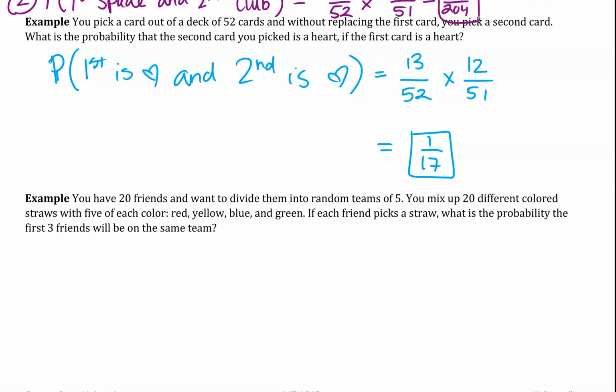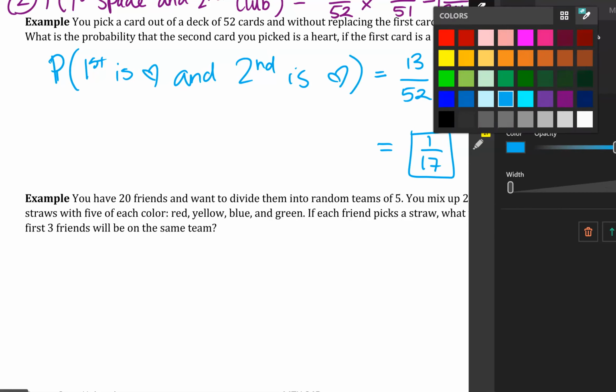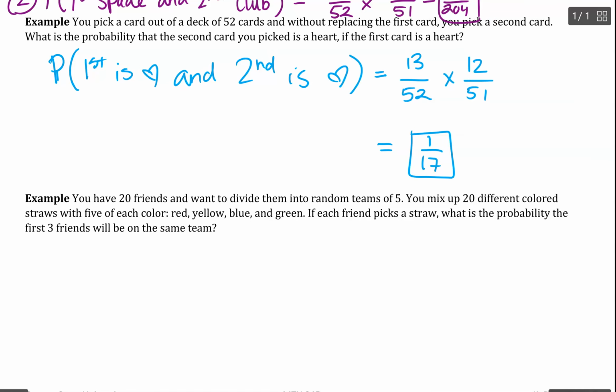Let's say you have 20 friends and you want to divide them into random teams of 5. So you mix up 20 colored straws with 5 of each color: red, yellow, blue, and green. If each friend picks a straw, what's the probability that the first 3 friends will be on the same team? Okay, so we want to know that first straw, second straw, third straw are all the same color. We did not specify a color for that first straw. So let's keep that in mind. That changes how we calculate this probability slightly.